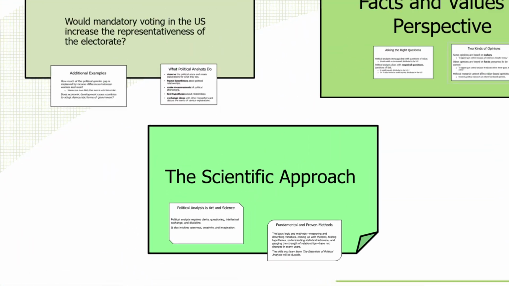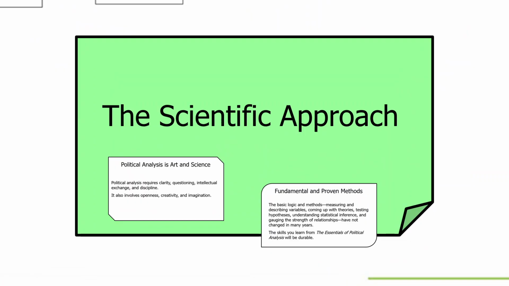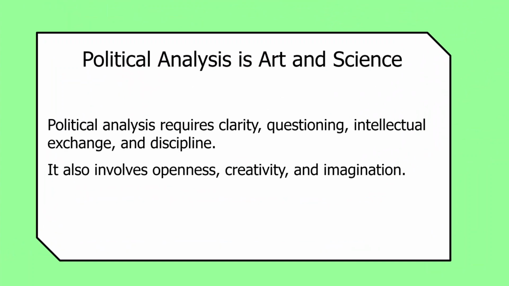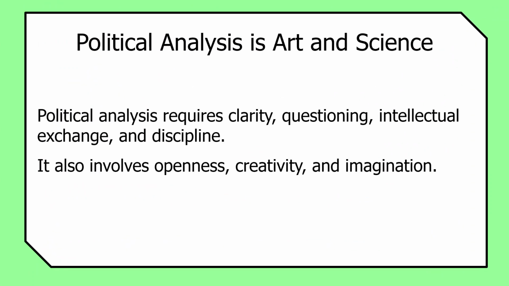So here are some themes, sort of a mindset to take into political research. Political analysis requires clarity, questioning, skepticism again, intellectual exchange, openness, and discipline. You have to learn some basic methods here and apply those rigorously. It also involves openness, creativity, and imagination. When you construct explanations for something you're interested in, you can be imaginative, as long as it's plausible and testable. It's a liberating experience to think up explanations.